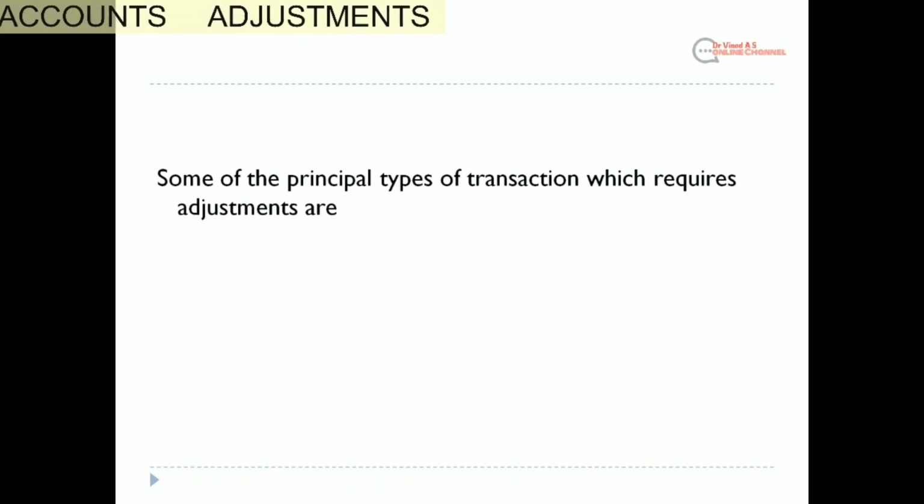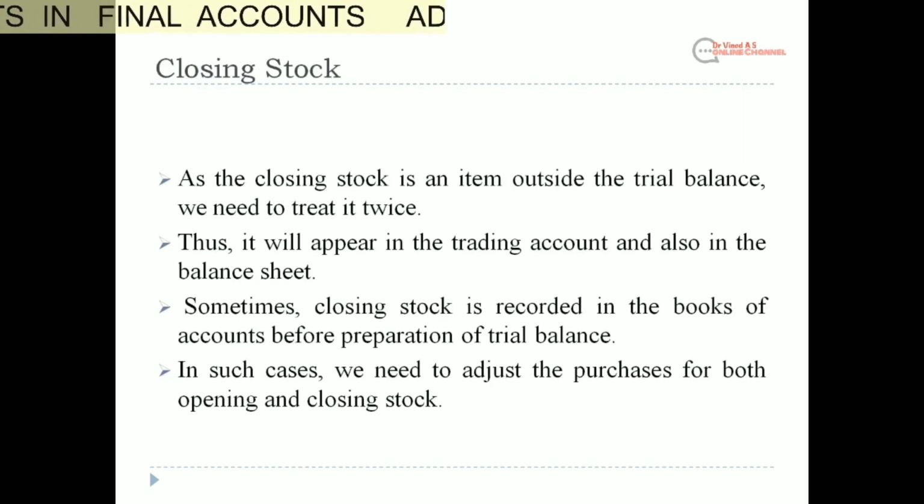I will tell you some of the important transactions which require adjustment, and the first one is closing stock. As closing stock is an item outside the trial balance, we need to treat it twice. It is shown outside of the trial balance, that is why we treat it twice. Thus it will appear in the trading account and also in the balance sheet.